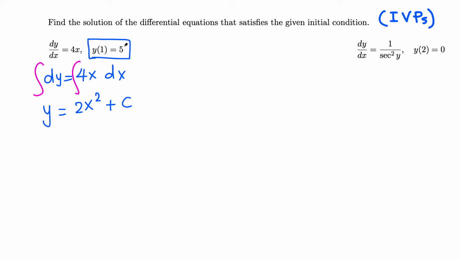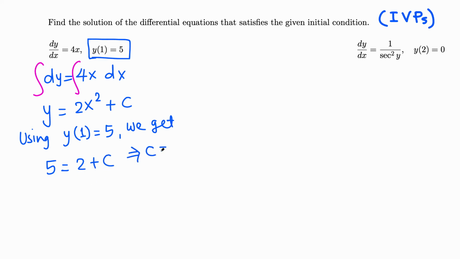So y is 5 when x is 1. Using y at 1 equals 5, so 2 times 1 squared is just 2, plus c. Subtract 2 from both sides, we get c is 3. Now back substitute here and we have the solution: y equals 2x squared plus 3.